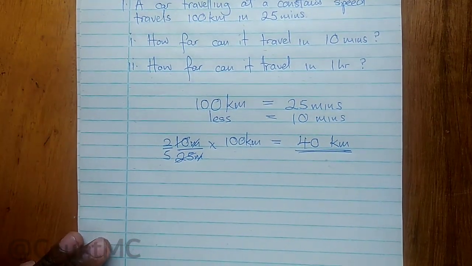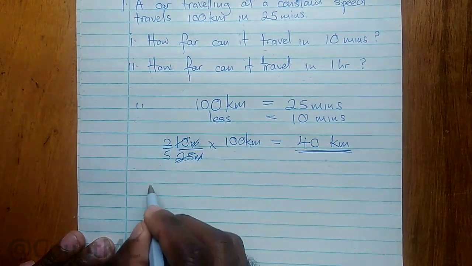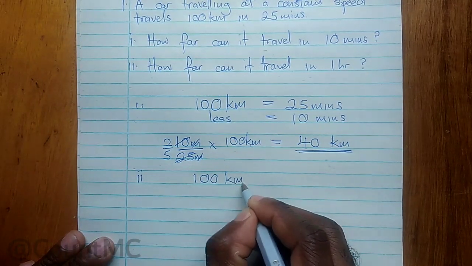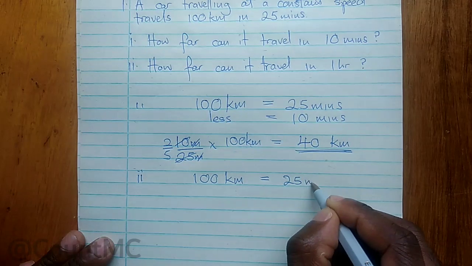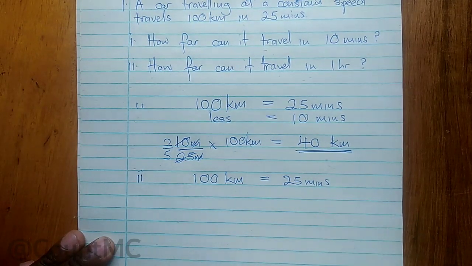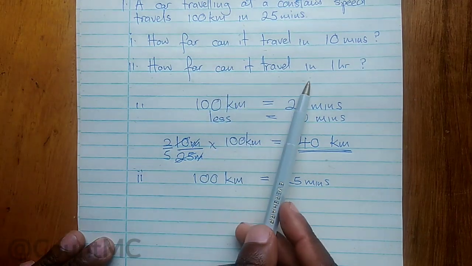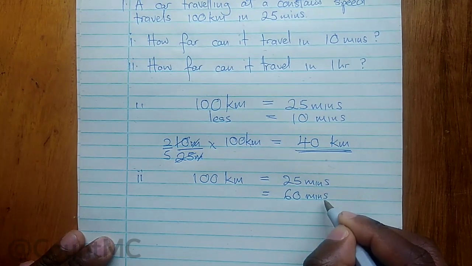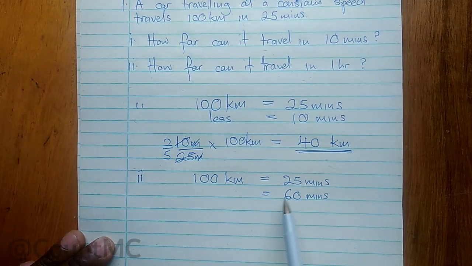Let us do the second one. This was the first one. The second one, relationship, 100 kilometers is equals to 25 minutes. So this is the relationship. And what's the question? How far can it travel in 1 hour? 1 hour is 60 minutes. You put all the time to one side. So 25 minutes, it traveled 100 kilometers. 60 minutes, now the time is more. Is it going to be more also in distance? Yes, it should cover more distance with more time. So you put more.